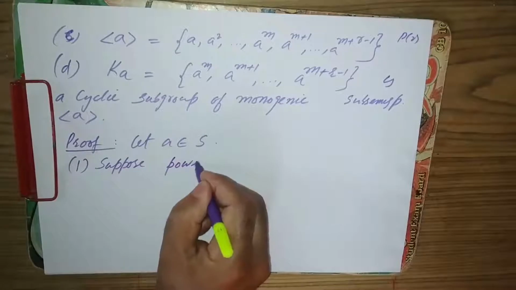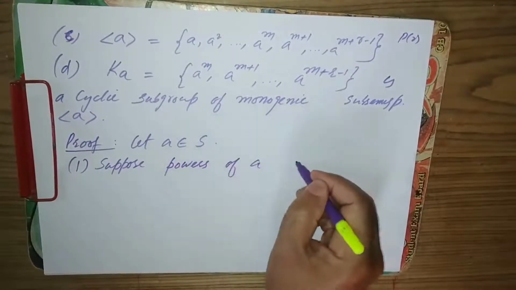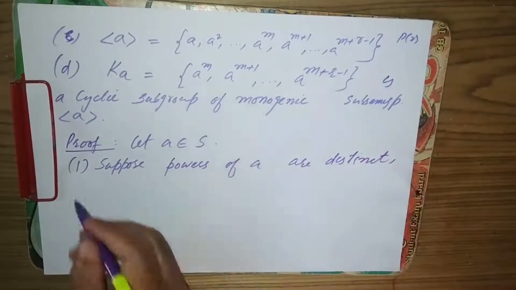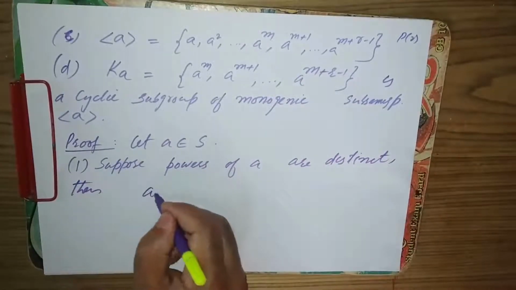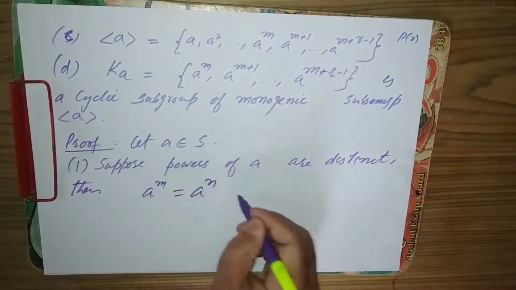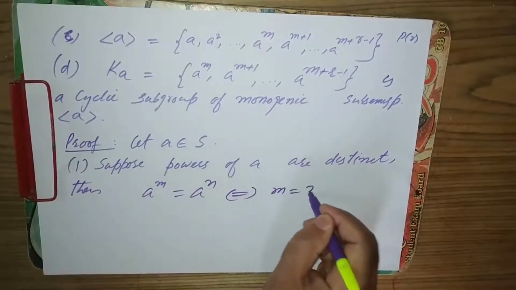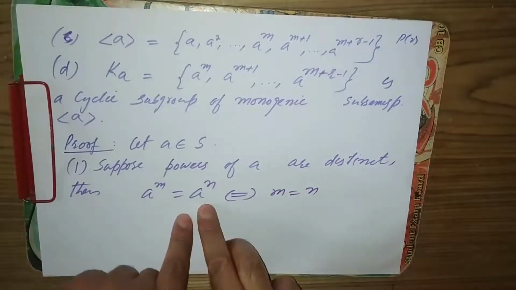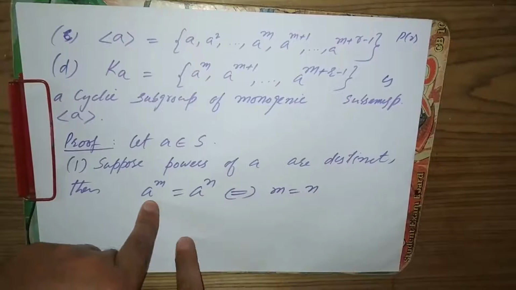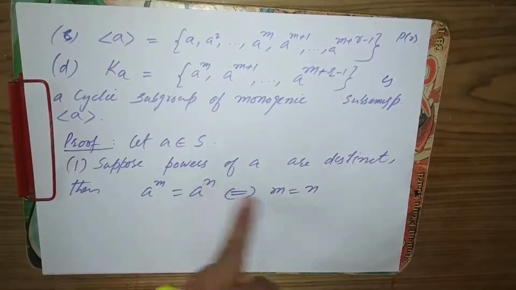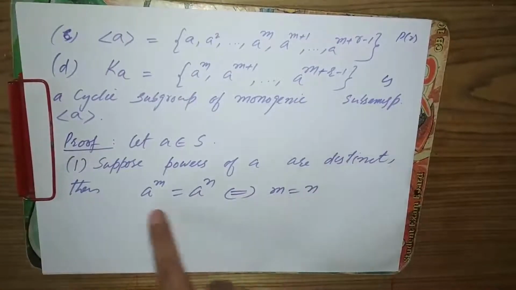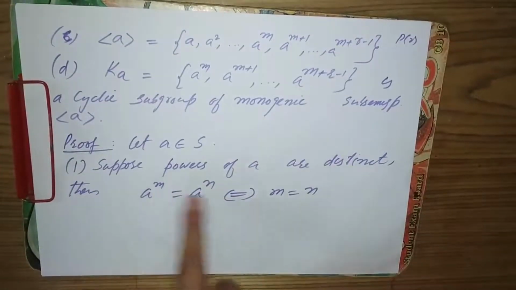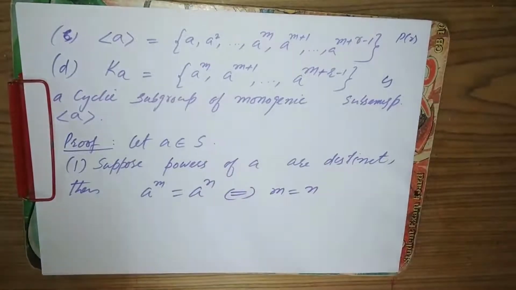Suppose the powers of a are distinct. Then we can say two powers are equal if and only if m is equal to n, because the powers are distinct. If m is not equal to n, then a power m cannot be equal to a power n, because all the powers are distinct. So they are equal if and only if their powers are the same, that is, if and only if m and n are the same.